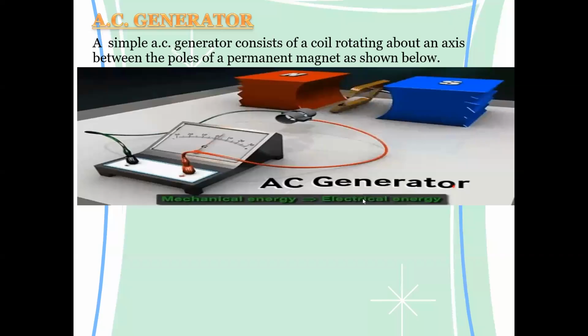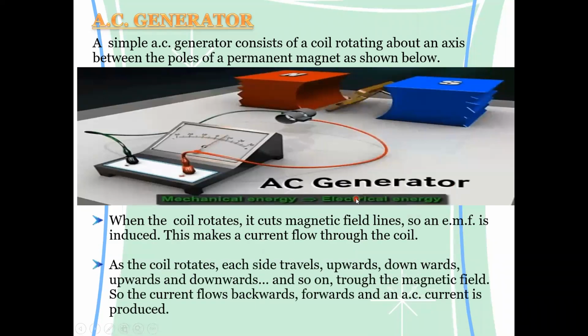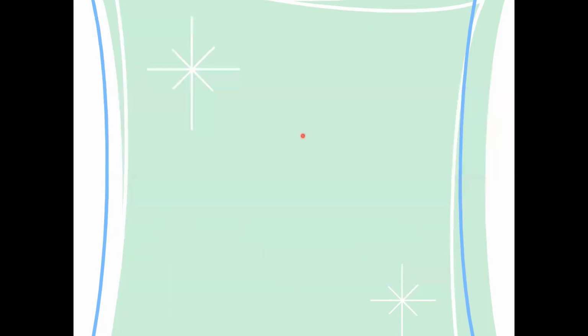So different power stations use different techniques to rotate the coil, but the main concept is that whenever there is a rotation of the coil, there is a change in the magnetic field, and that change in magnetic field induces EMF. So due to a change in magnetic field, there is always an induced EMF. And as the coil rotates, each side travels upward and downward, and the opposite will happen due to the change in the direction of motion of the sides. There will be an induced current in the opposite direction.